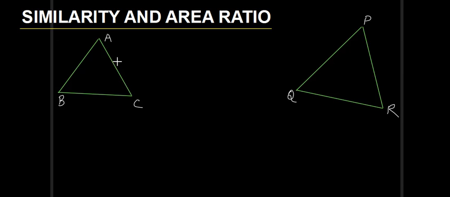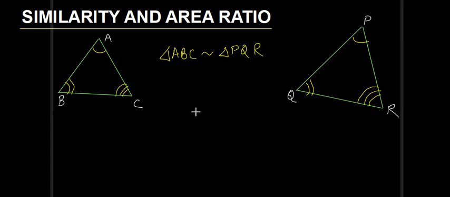Okay, now let us understand what this area ratio and similarity means. If you see, there are two triangles over here, ABC and PQR. Suppose this angle is equal to this angle, this angle is equal to this angle, and obviously the last one, this angle, will be equal to this angle. So in this case, these two triangles are similar. So I can write triangle ABC is similar to triangle PQR.